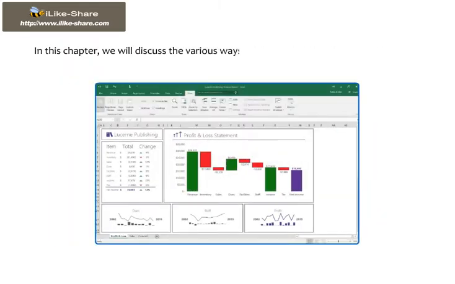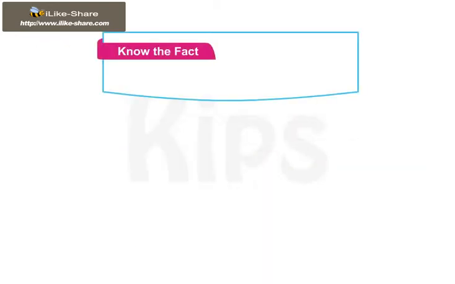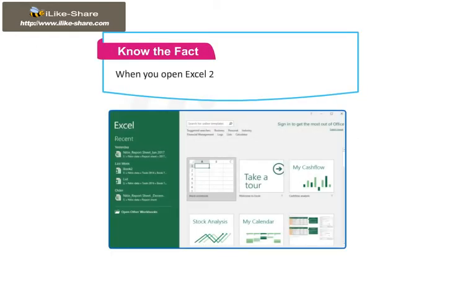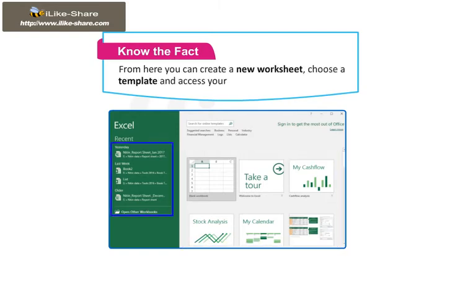In this chapter, we will discuss the various ways to select and enter data, modify the cell contents, insert or delete cells, columns or rows, using autofill and flash fill feature. Students, note the fact when you open Excel 2016 for the first time, the Excel Start screen will appear. From here, you can create a new worksheet, choose a template, and access your recently edited workbooks.